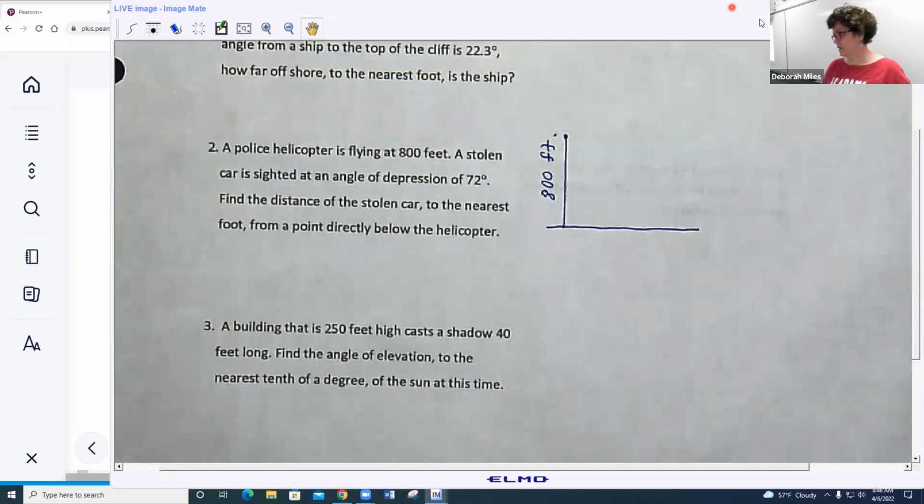A stolen car. This one's exciting. The stolen car is sighted at an angle of depression of 72 degrees. Now tell me what you remember about angle of depression and angle of elevation. There was something you wrote. I gave you a note. It's always, always, always with respect to... Nobody remembers? It's always with respect to the horizontal.